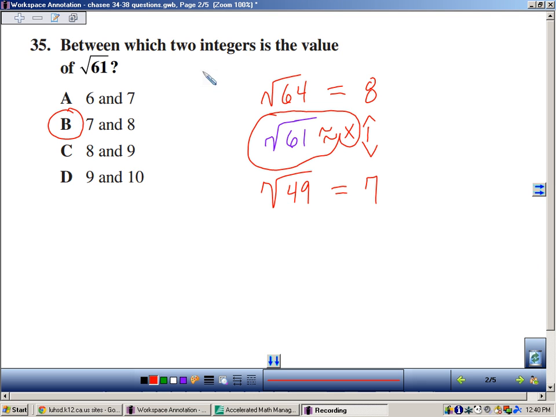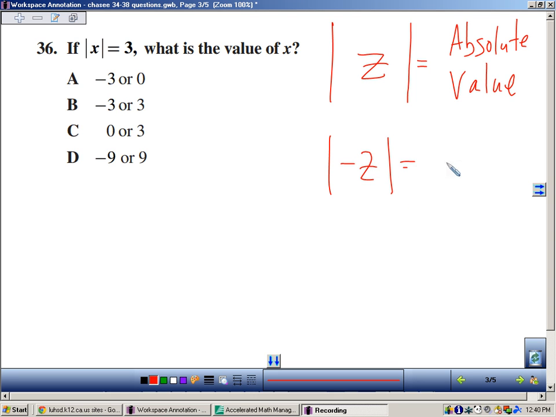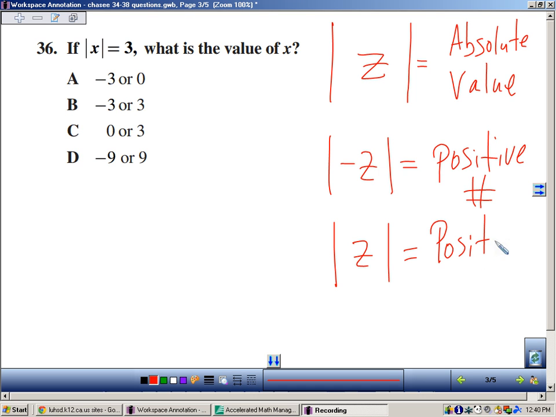Next question. If the absolute value of x equals 3, what is the value of x? So when you encounter these symbols, these are called absolute values. And an absolute value, by definition, is going to take any number. We'll call that number, how about z? If z is negative, the absolute value of a negative number gives you a positive answer. If z is positive, you still have a positive answer. If z is 0, that is the only time when your answer is neither positive nor negative, it's neutral, it's 0.